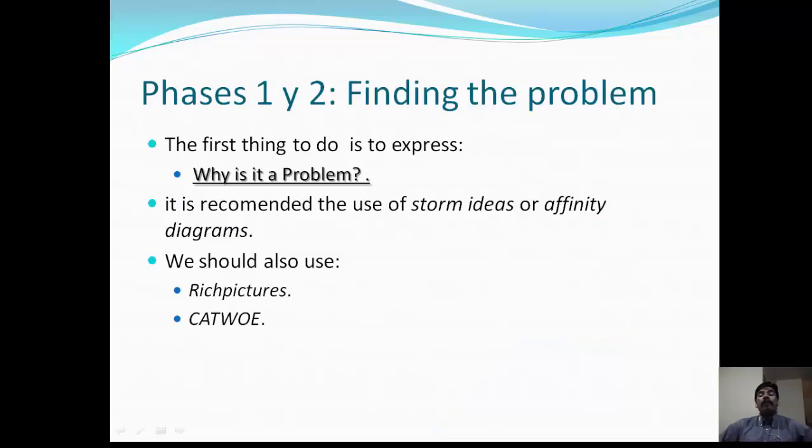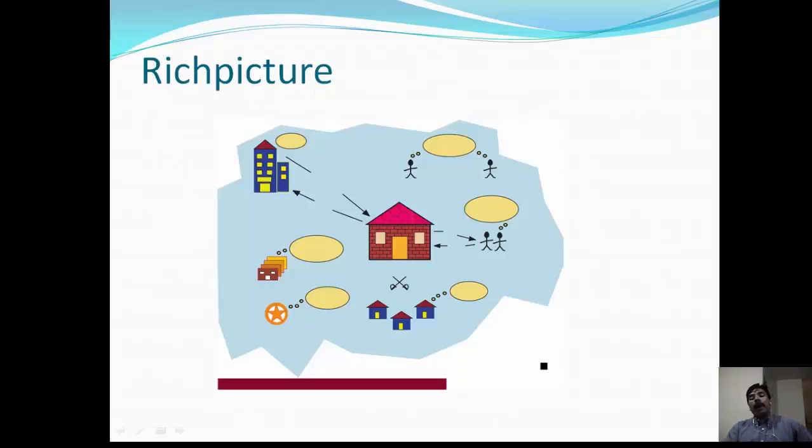Phases 1 and 2 are finding the problem. The first thing we need to do is to express why it is a problem. In order to do this, it is recommended the use of storm ideas, affinity diagrams, and we should also use rich pictures and the CATWOE analysis that I'm going to explain right now. The rich pictures are diagrams, figures that try to explain why the problem is a problem.